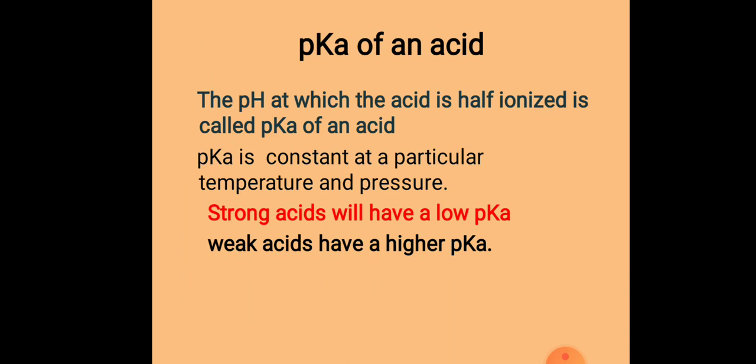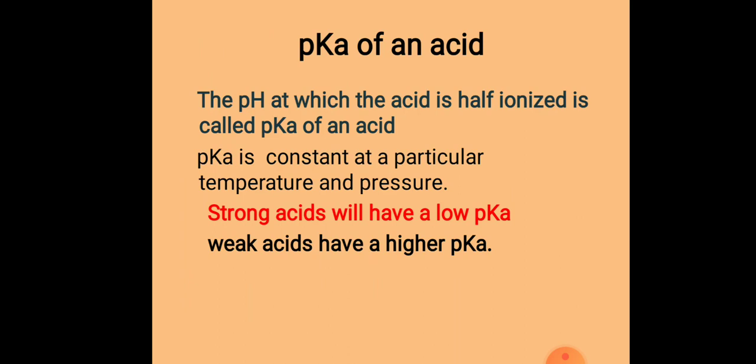A is the concentration of anions or conjugate base, and HA is the concentration of undissociated molecules. What is pKa of an acid? The pH at which an acid is half ionized is called the pKa of an acid. pKa is constant at a particular temperature and pressure.